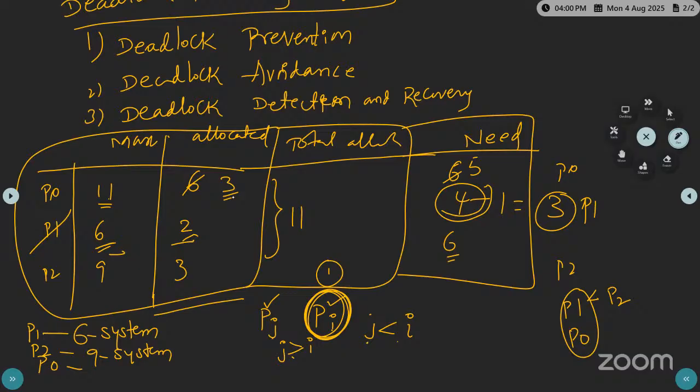So all the 8 resources will be taken from the system. The system has 9. All the 8 resources will be taken from the system. Now how many does the system have? Out of 9, 8 are given, so now the system has one resource. And P0 will get executed successfully. Then it returns all the resources.